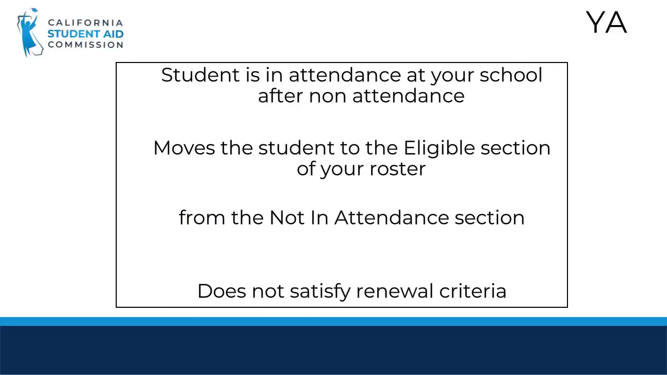YA, or yes in attendance. YA is to be used for a student who was previously reported as not at your school and the NA code was reported for the previous term. When you report the YA code, the student's record will be moved from the Not in Attendance section of your roster to the Eligible section of your roster, and you will now see the student in the CSAC standard roster. This code does not satisfy the renewal criteria.